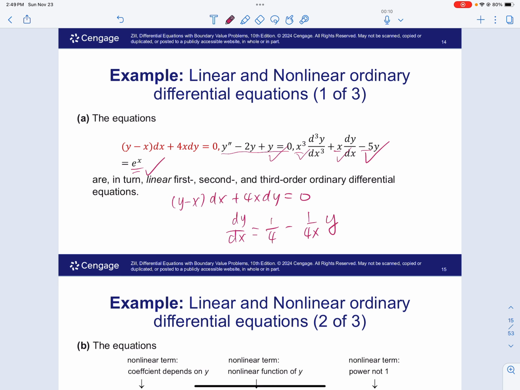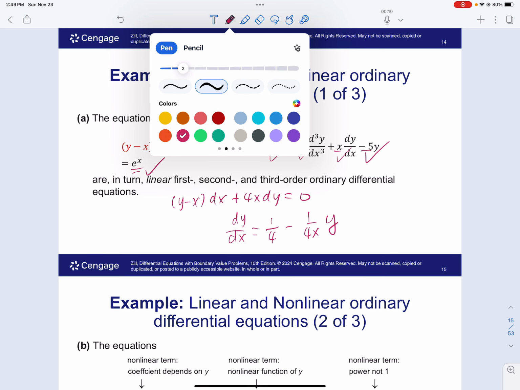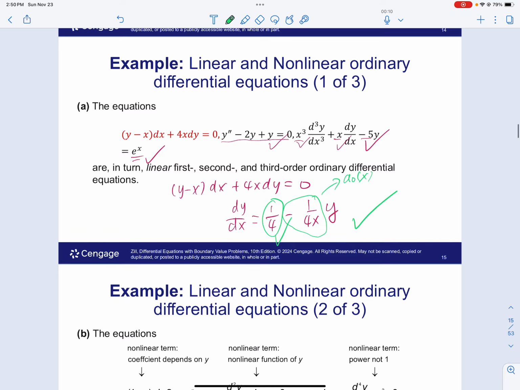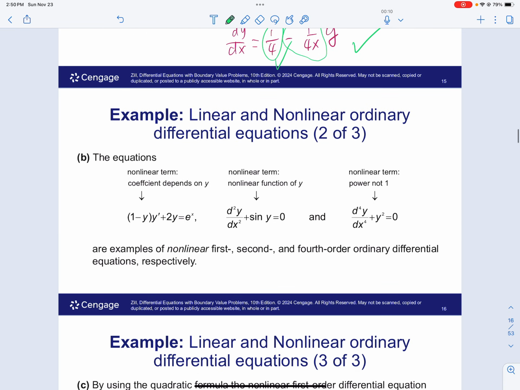Is this linear? Let's check against the definition. 1 over 4 is okay, this is a number. How about -1 over 4x? This is also a function of x. It is perfect. We already emphasized that for 1 over 4x times y, 1 over 4x is only a function of x. For x, we do not care. We only care about the power of y. Now let's look at some examples that are nonlinear.